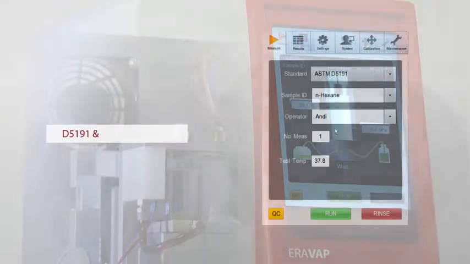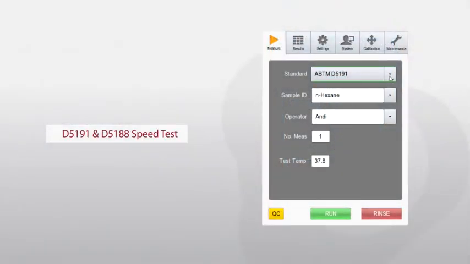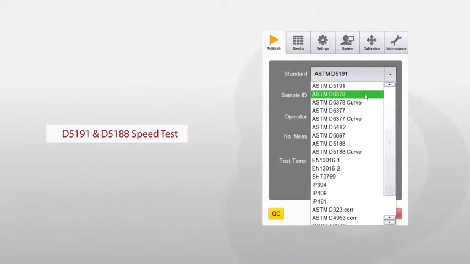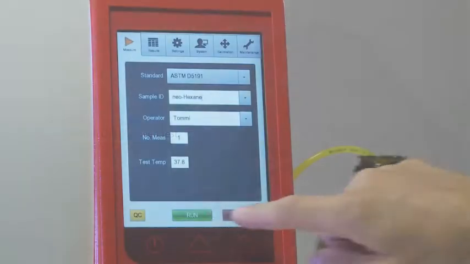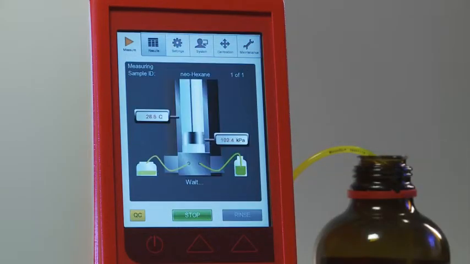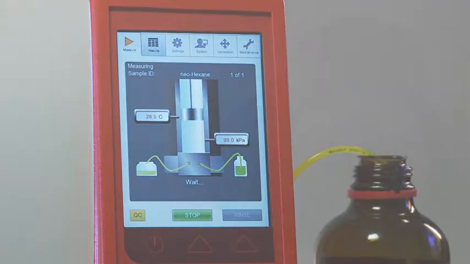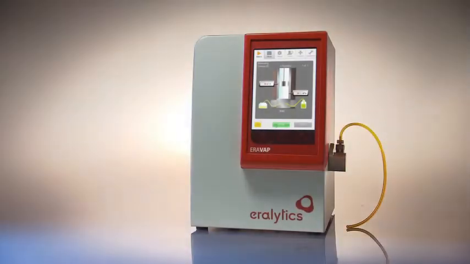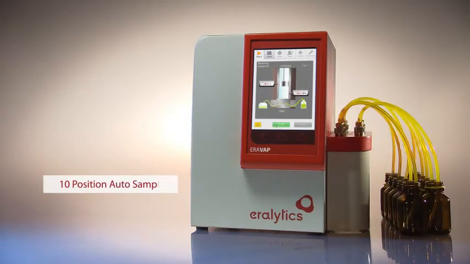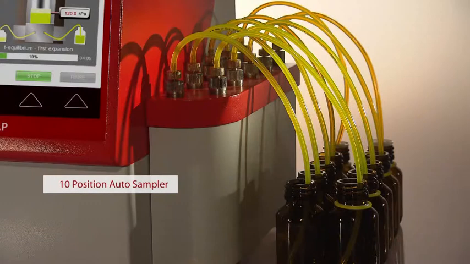Using ERAVAP's unique speed test, the vapor pressure of gasoline and the vapor liquid ratio temperature of gasoline are measured at the push of a button. Even faster unattended vapor pressure testing is achieved using Aerolytics 10-position auto sampler.